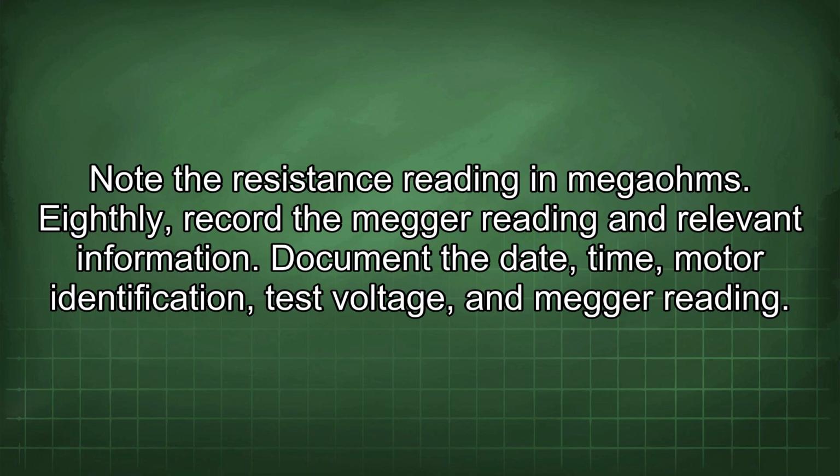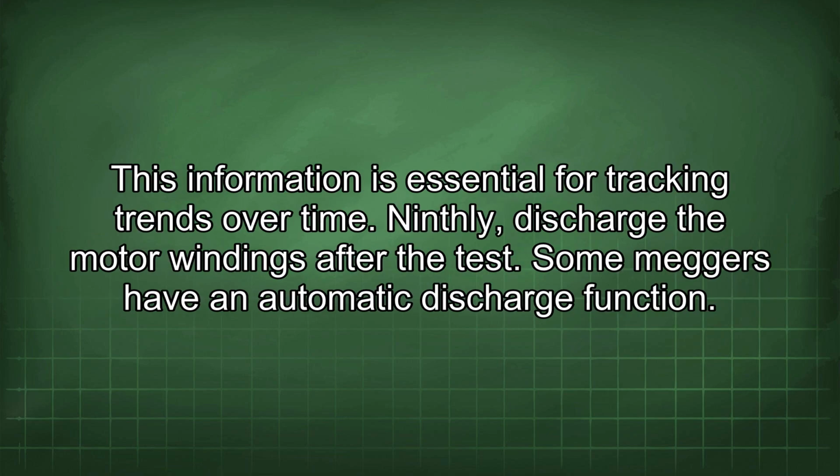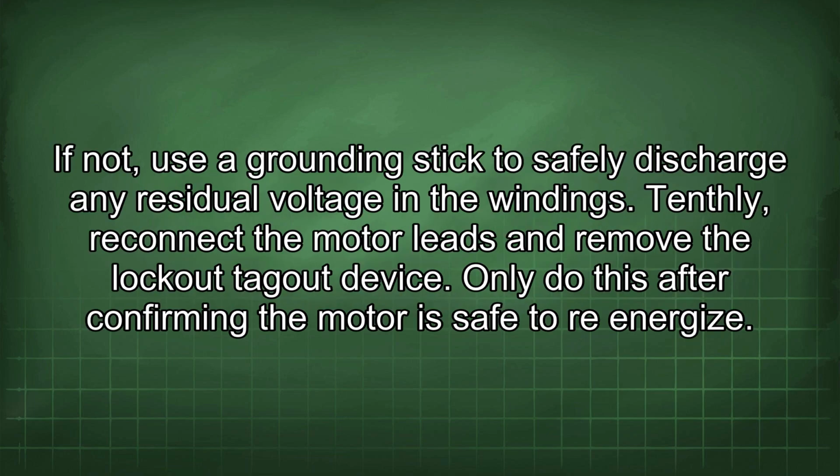Eighthly, record the Megger reading and relevant information. Document the date, time, motor identification, test voltage, and Megger reading. This information is essential for tracking trends over time. Ninthly, discharge the motor windings after the test. Some Meggers have an automatic discharge function. If not, use a grounding stick to safely discharge any residual voltage in the windings.